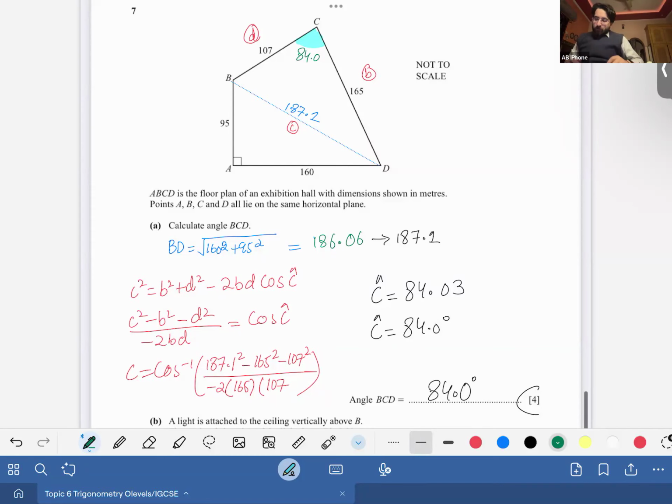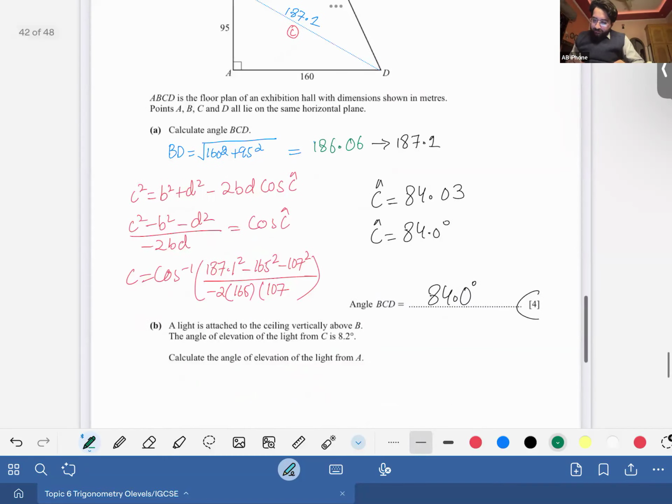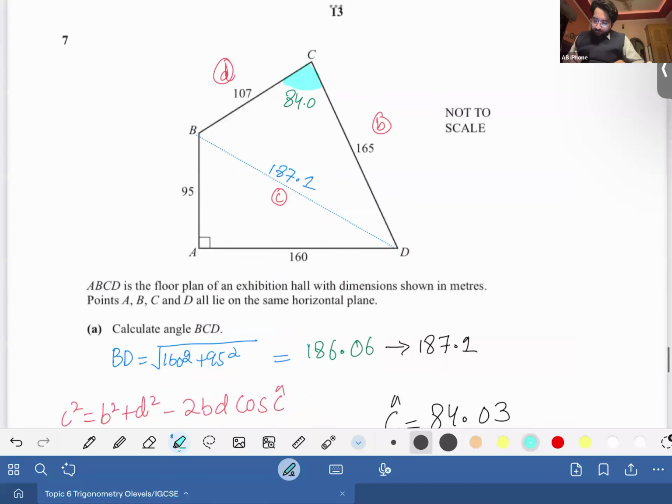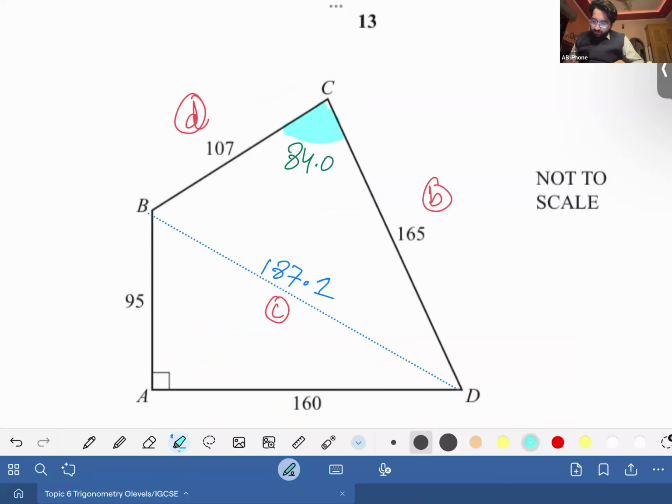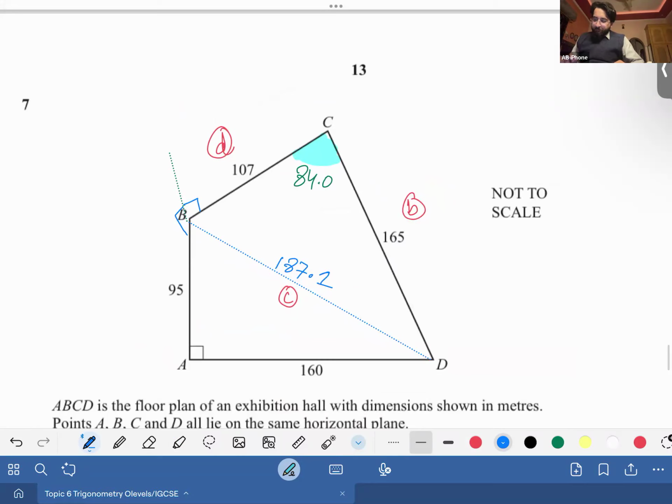Yes, sir. Okay. They say that part B, a light is attached to the ceiling vertically above B. Okay, vertically above B. Like for example, there is a light here. Let me just make a light here. Okay, this is vertically above B, and that light is going to make around 90 degrees angle with C and 90 degrees angle with A as well. Okay, this is vertically above. Okay, understood?